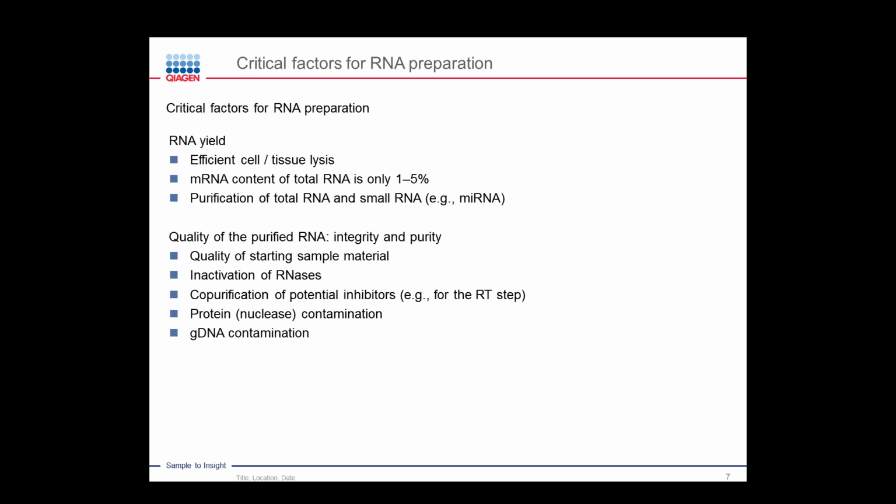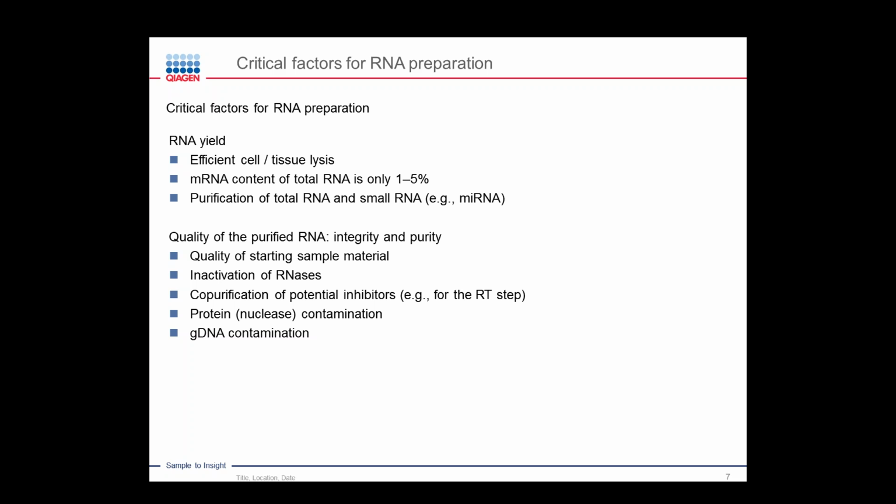In the next part, I will point out some critical factors for the RNA extraction step itself. The RNA yield can be impaired by, for instance, an inefficient lysis of the sample material, independent of whether the starting material is cells, tissues, or blood. Also keep in mind that the mRNA content is only 1 to 5% of the total RNA amount, and therefore choose the right purification method for the analyte of interest.